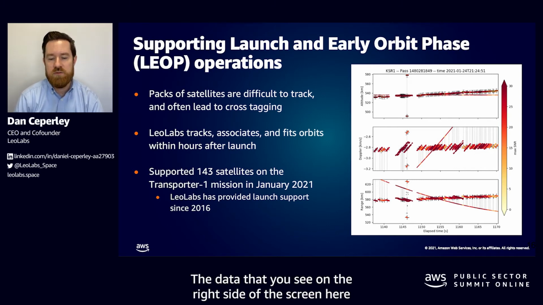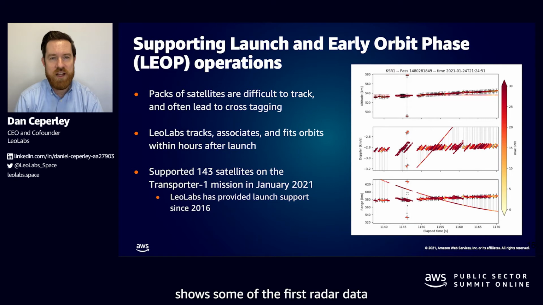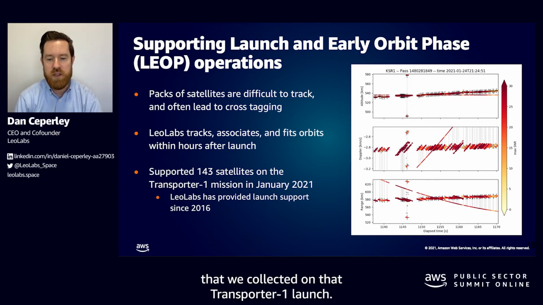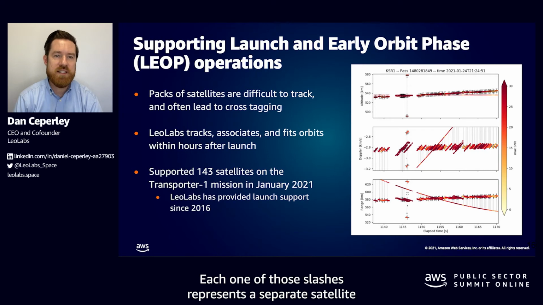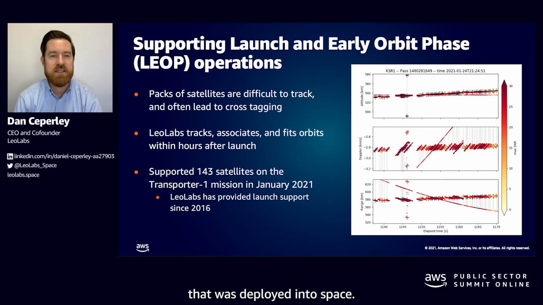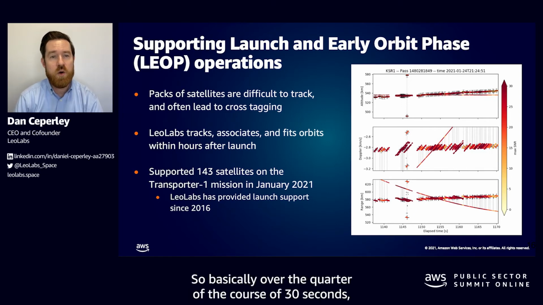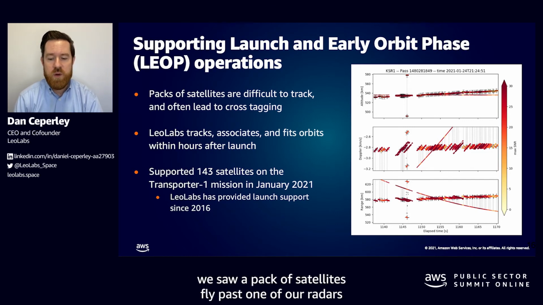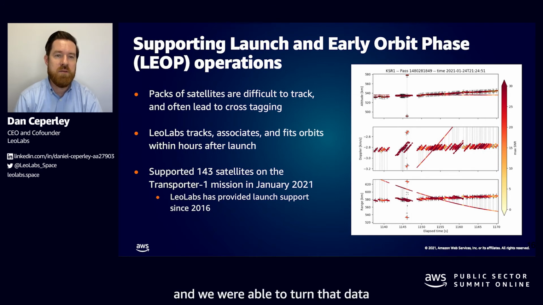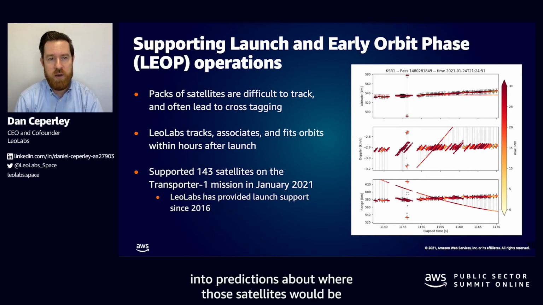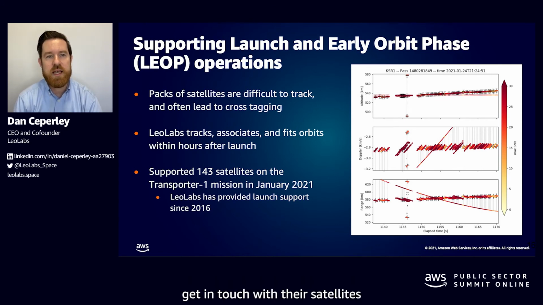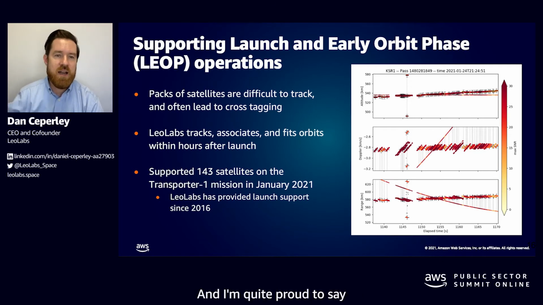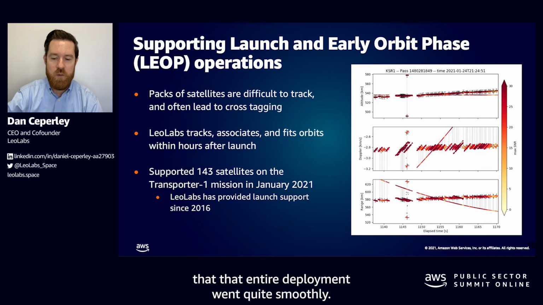The data that you see on the right side of the screen here shows some of the first radar data that we collected on that Transporter 1 launch. Each one of those slashes represents a separate satellite that was deployed into space. And across the horizontal axis, you can see we've got time in seconds. So basically, over the course of 30 seconds, we saw a pack of satellites fly past one of our radars, and we were able to turn that data into predictions about where those satellites would be, so that the satellite operators could point their antennas, get in touch with their satellites, and move them into operations. And I'm quite proud to say that that entire deployment went quite smoothly.